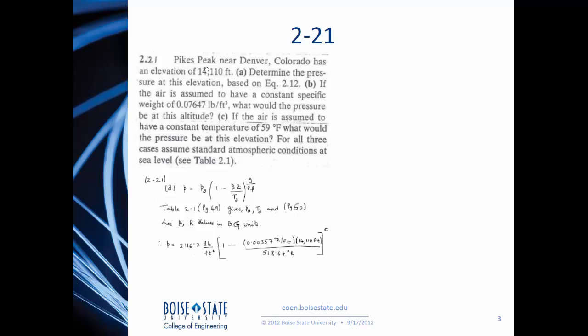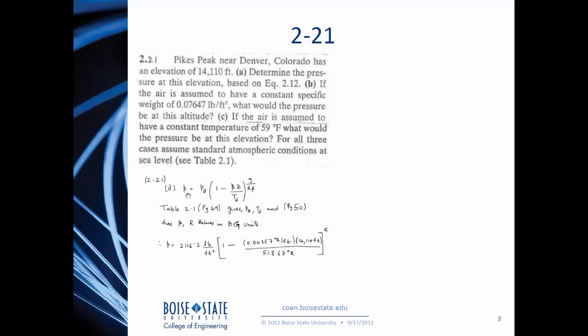In this problem, Pikes Peak near Denver, Colorado has an elevation of 14,110 feet. In part A, you are asked to determine pressure at this elevation based on equation 2.12. And in part B, if the air is assumed to have a constant specific weight of the value shown, what would be the pressure at this altitude? And finally, if the air is assumed to have a constant temperature of 59 Fahrenheit, what would be the pressure at this elevation? And for all three cases, we are asked to assume standard atmospheric conditions at sea level. That means we could use table 2.1.